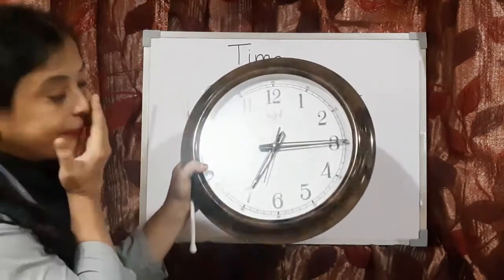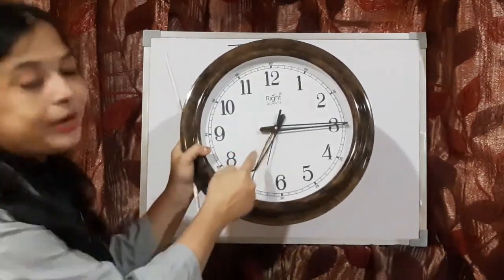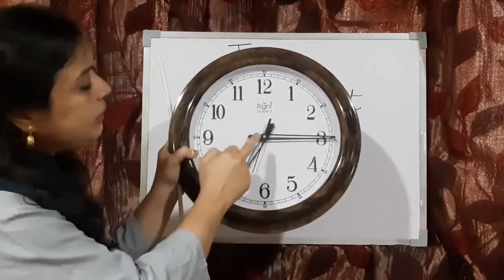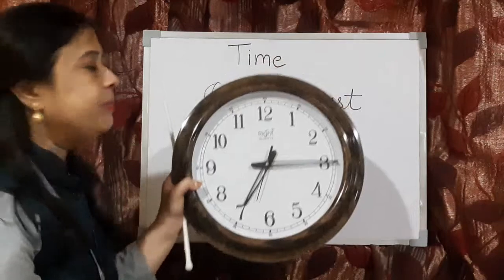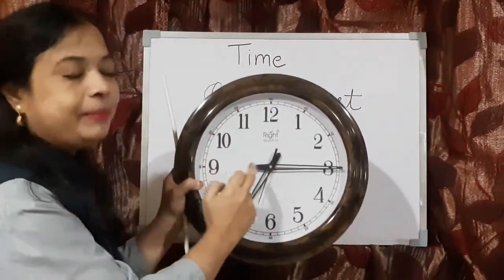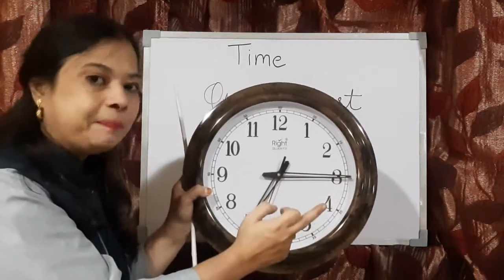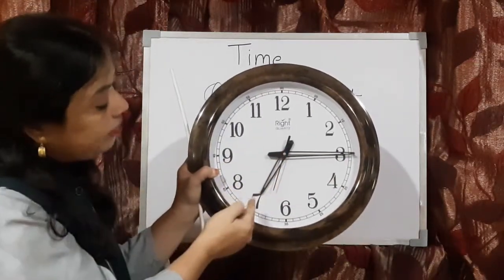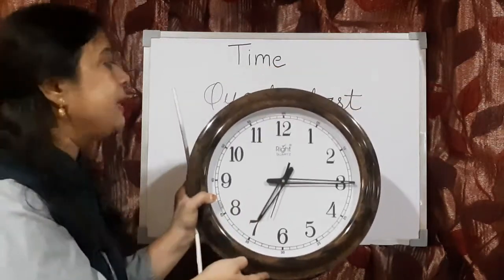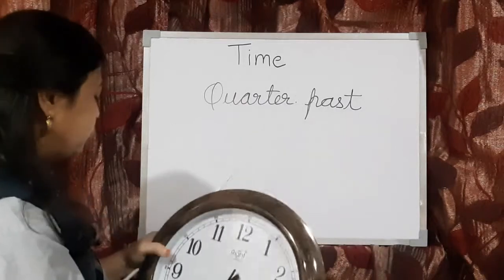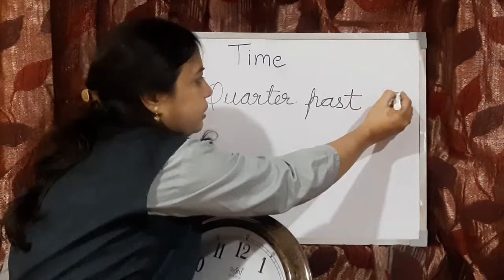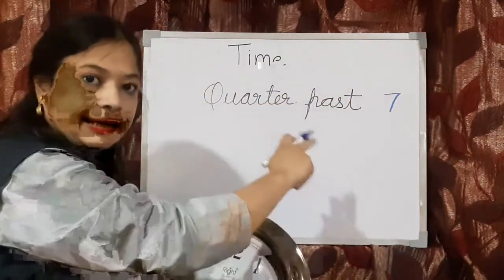See here. Now, as you can see, the short hand is on 7 number and the long hand is on 3 number. So when the long hand comes to 3 number, then the time is quarter past. That is the only thing you have to remember: when the big hand comes to 3, it is quarter past time. Then we see where the short hand lies. The short hand lies on 7 number, so the time will be quarter past 7. We will write quarter past 7 in the sentence.